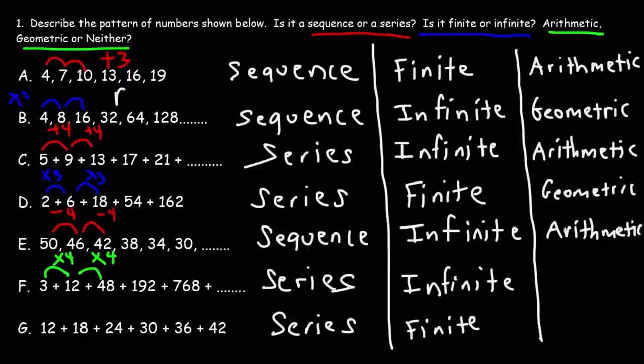And if you're wondering how to calculate d and r, to calculate d, take the second term subtracted by the first term. 7 minus 4 is 3. Or you could take the third term subtracted by the second. 10 minus 7 is 3. In the case of F, if you take 12 divided by 3, you get 4. 48 divided by 12, you get 4. So that's how you can calculate the common difference or the common ratio. It's by analyzing the second term with respect to the first one. So since we have a common ratio, this is going to be geometric.